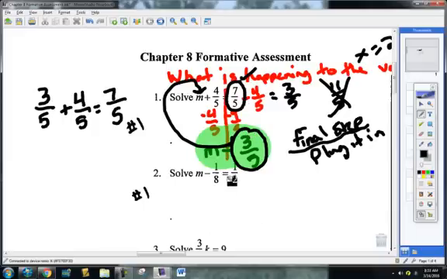Okay, next one. Okay, we're going to be drawing our line. First thing we're going to do, then we're going to ask, what is happening to the variable?